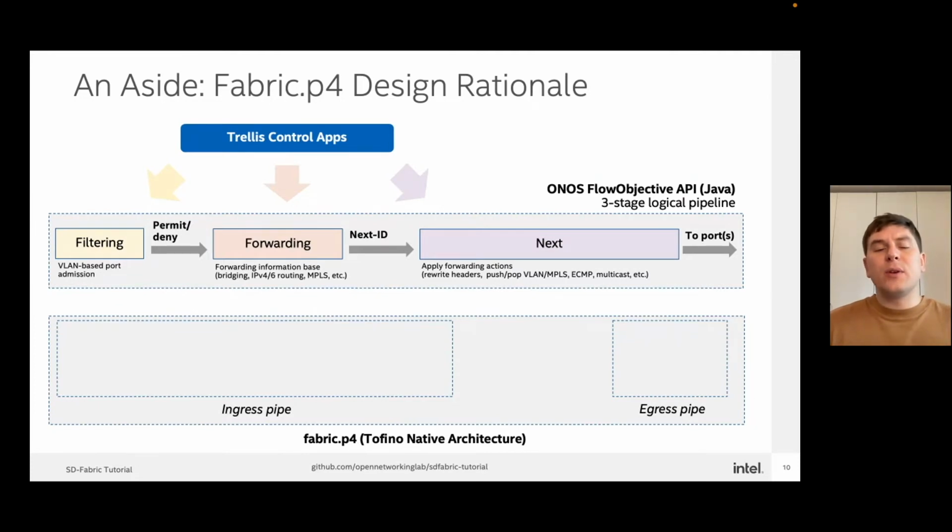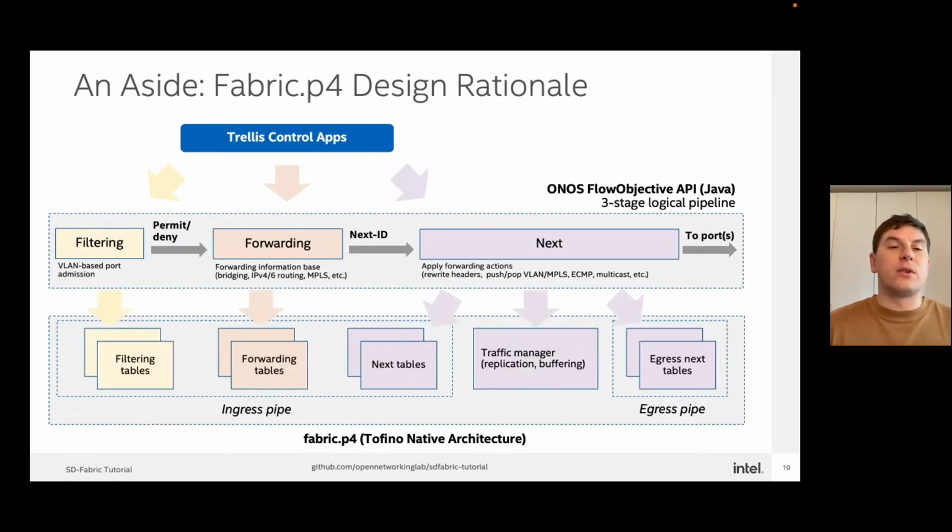The design of fabric.p4 is based on what is almost a one-to-one mapping between the Flow Objective API and the corresponding P4 tables. So if you look at fabric.p4 today, you will see tables essentially formalizing a filtering objective, a forwarding objective, as well as a next objective.